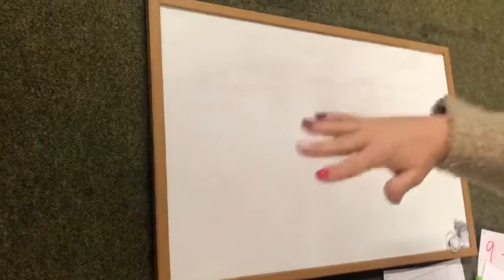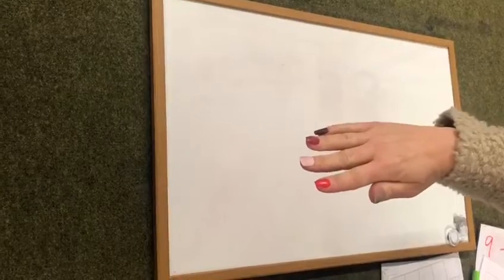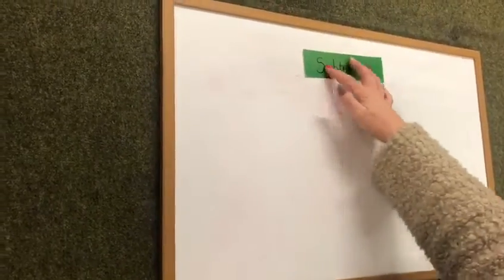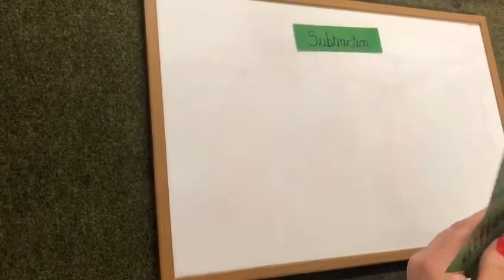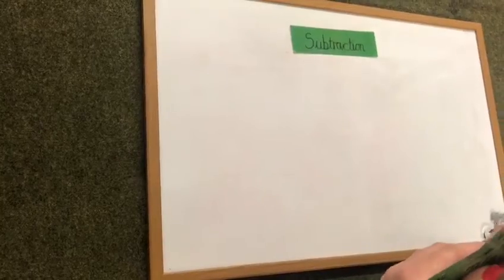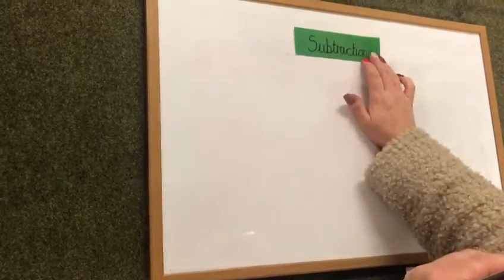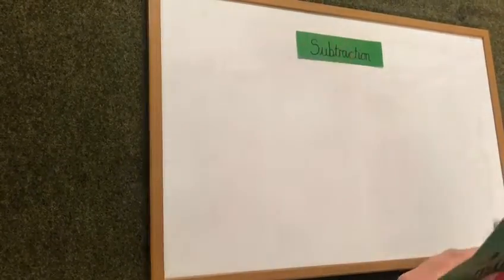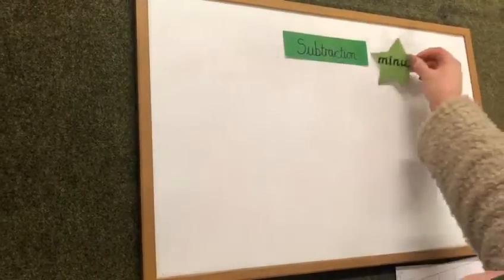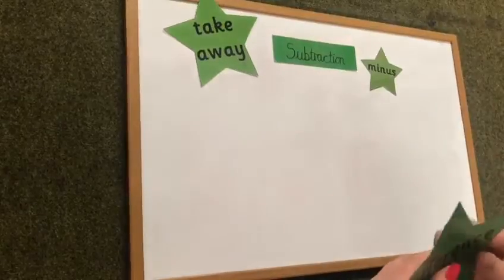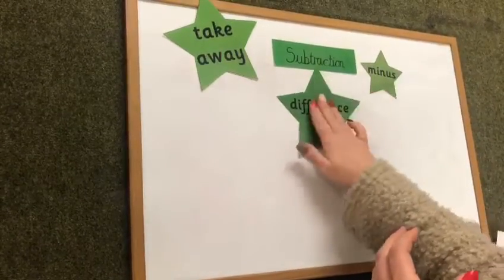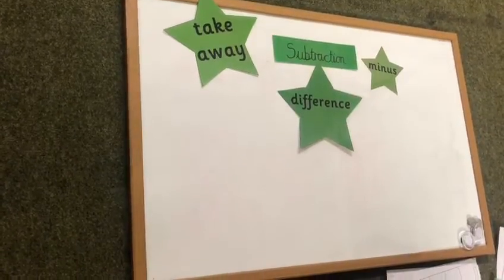Okay, so today we're carrying on with subtraction. Show me your subtraction arm. Well done. So again, subtraction, this is what we're looking at today. Can you remember any of the other words that we use that are the same as subtraction? So when we subtract, the numbers get smaller. Okay, we minus, we take away, and we find out the difference between the numbers, okay?